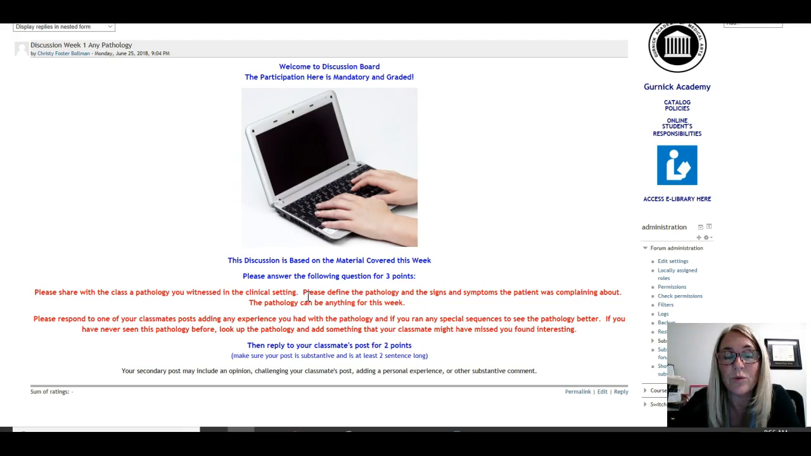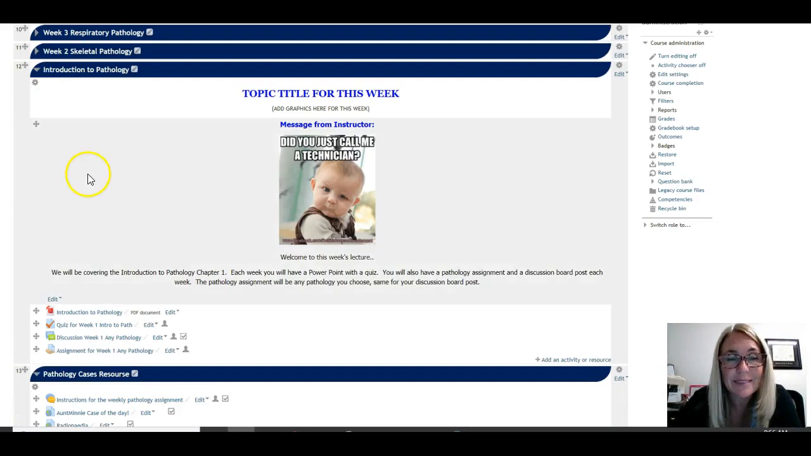As we go through the following weeks, in the second week of the course we're going to go through the skeletal system. In the skeletal system, you're going to find something of the skeletal system. When we get to respiratory, you're going to do something of the respiratory system. Then you're going to respond to your classmates on what you saw. All right, so that's the basics of your class.